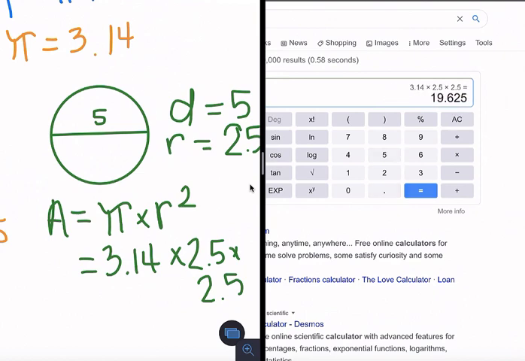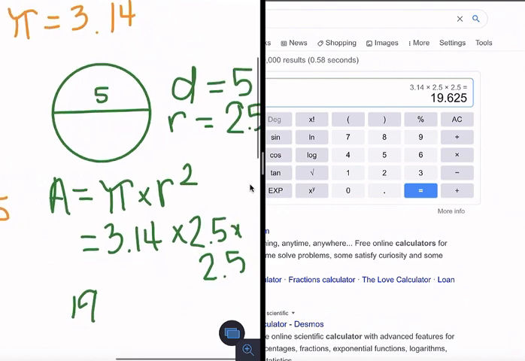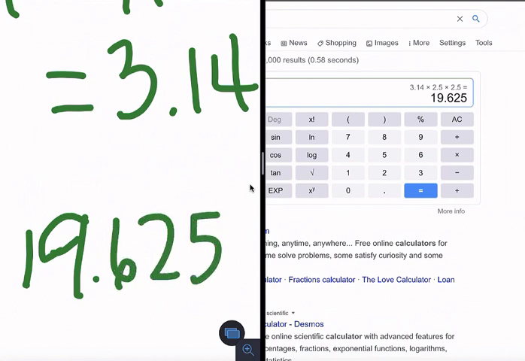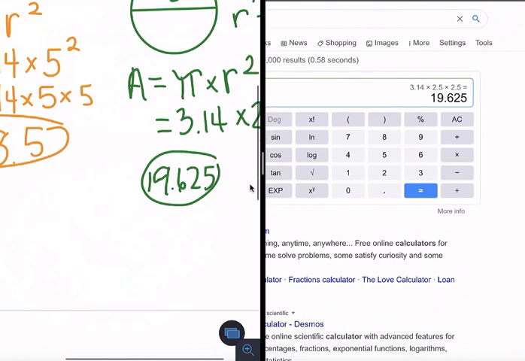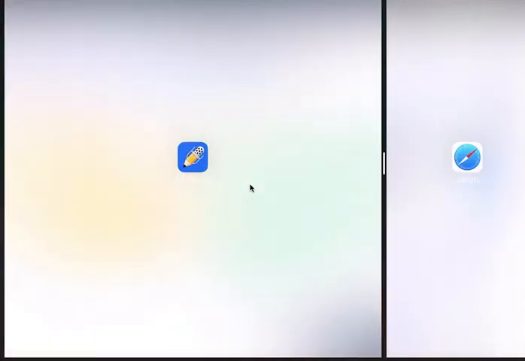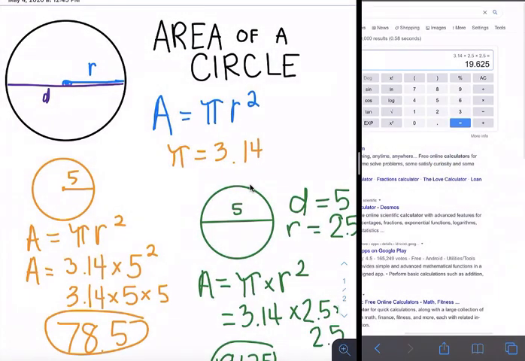And our area is 19.625. 19 and 625 thousandths. So that is my area. So when we're thinking area of a circle, remember to use that formula. Area equals pi r squared.